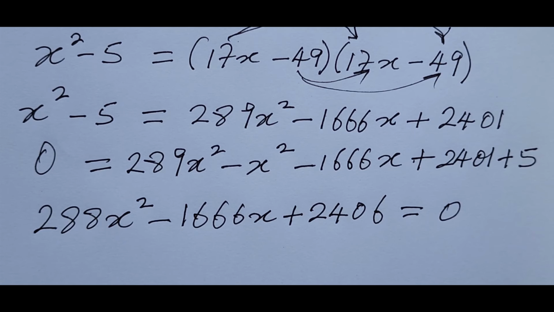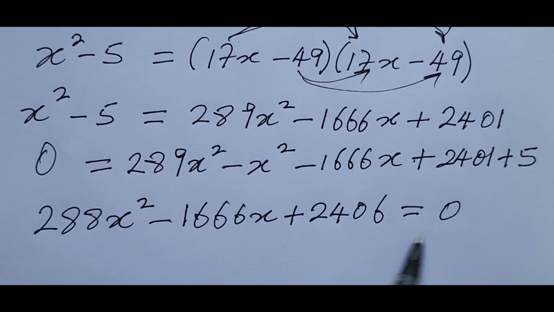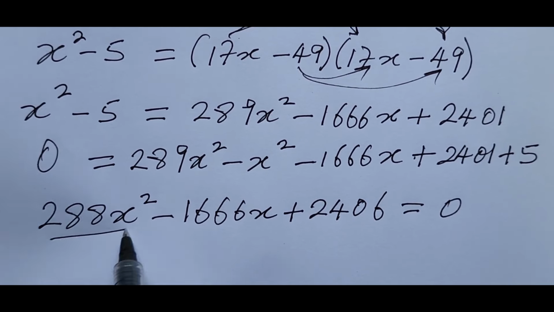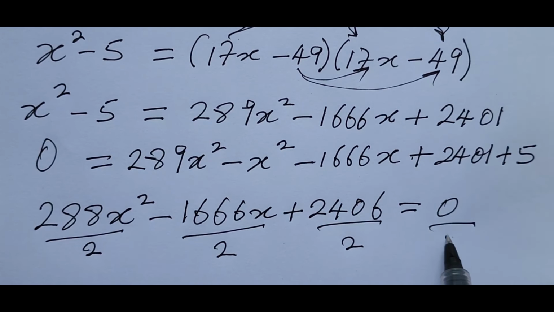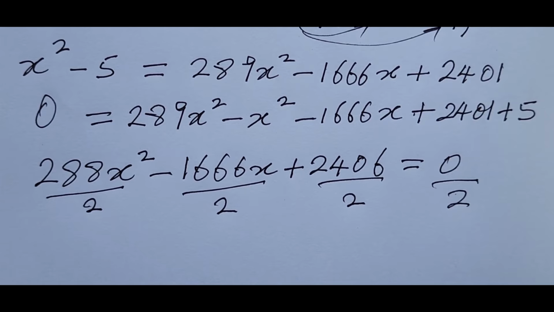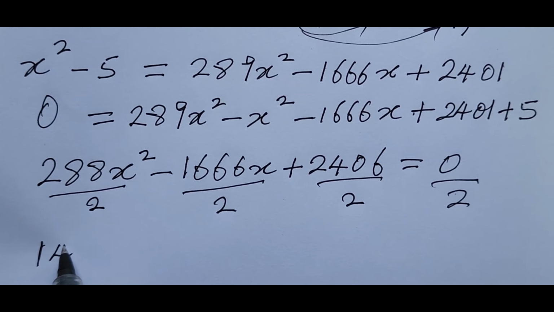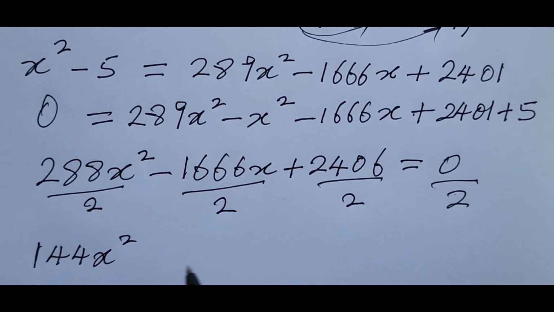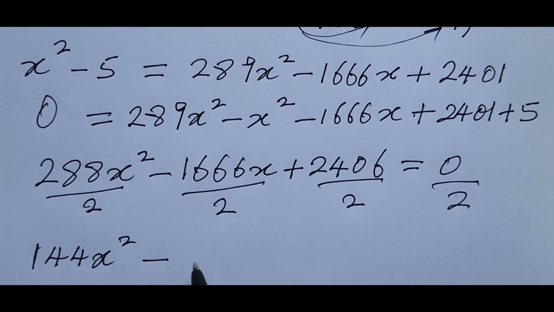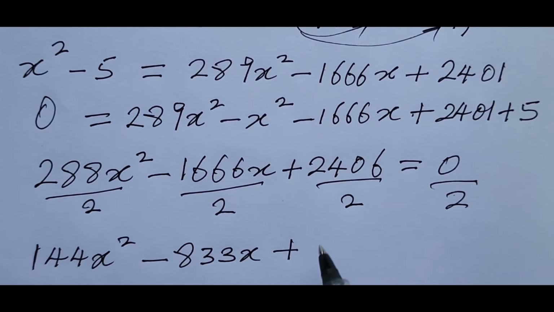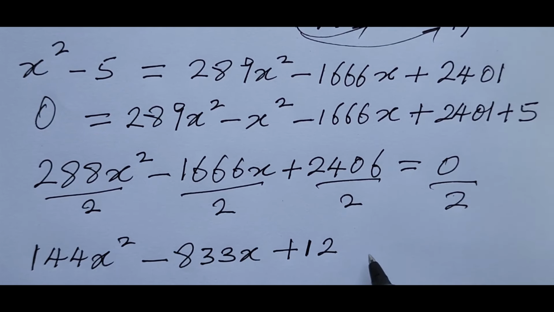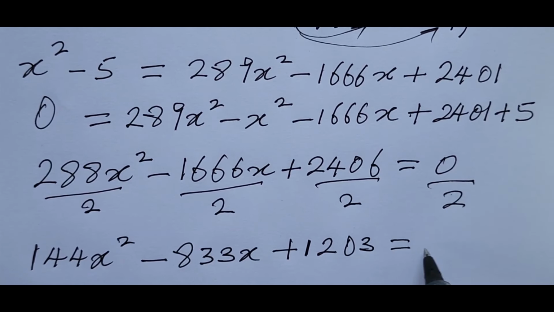Wow. So if you check out what we have here now, this is a quadratic equation. And in this quadratic equation, we discover that 2 can divide all the quantities we have here. So let's divide through by 2 to reduce the value. We divide this side by 2 as well. Dividing 288 by 2, we're going to come up with 144x to the power of 2. Then we use 2 to divide 1666, this is going to give us 833x. Then we use 2 to divide 2406, it is going to give us 1203, everything equal to 0.